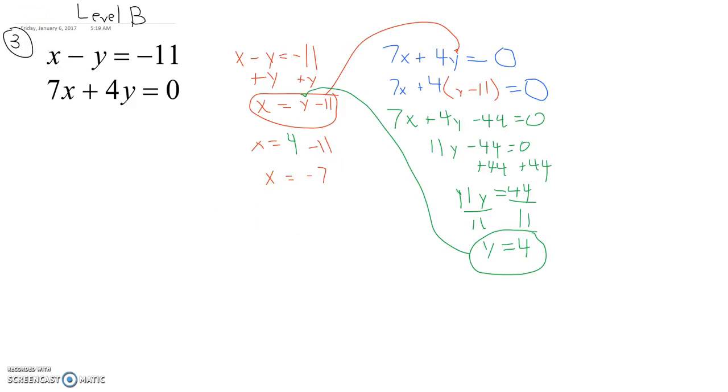Now again, for my solution, x goes first, negative 7, and then y goes second. Y is 4. Again, the place that I'm getting those, negative 7 is coming from right here, and positive 4 is coming from right here. And that is our level B system of equations.